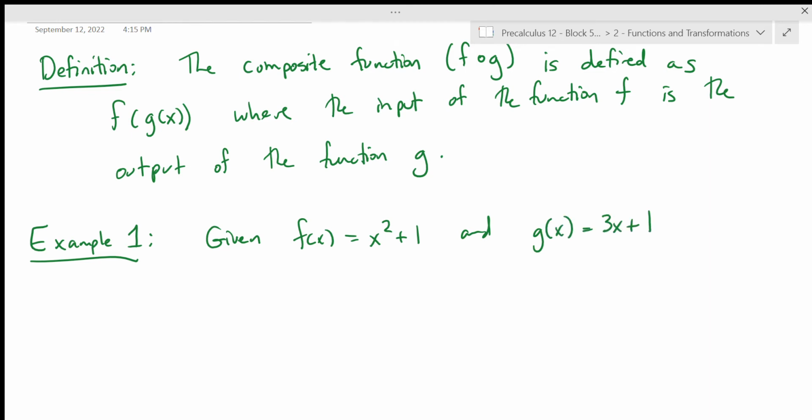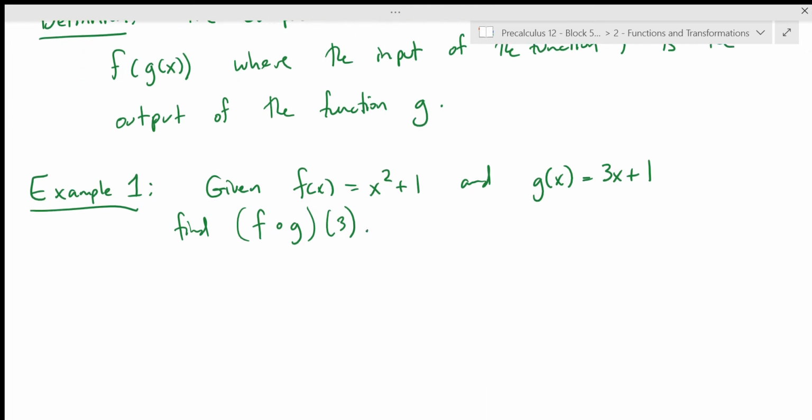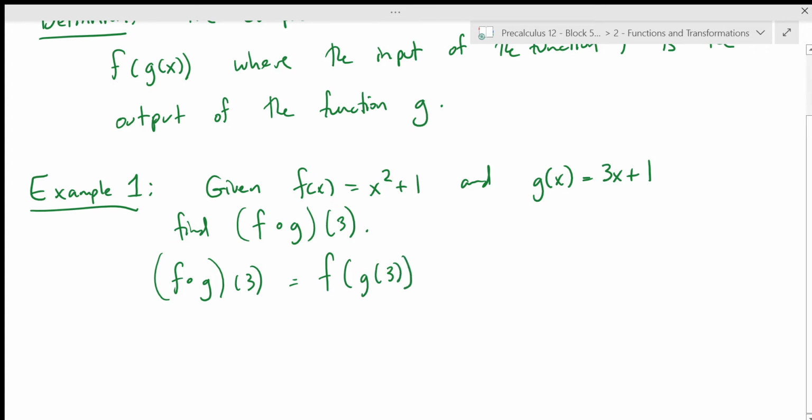Okay. First thing we're going to do is find f composed with g of 3. So what we're going to do is pick an actual input value for x, an actual number as opposed to a variable, and see what that comes out as. So f composed with g of 3 is the same as f of g of 3. So we're going to find g of 3 first, and then we're going to take f of that.